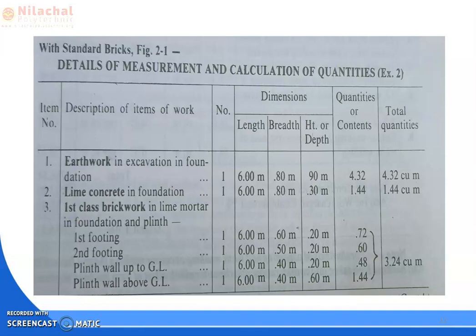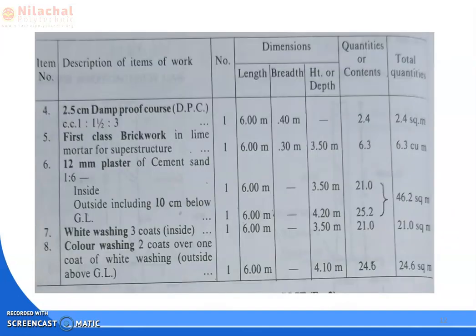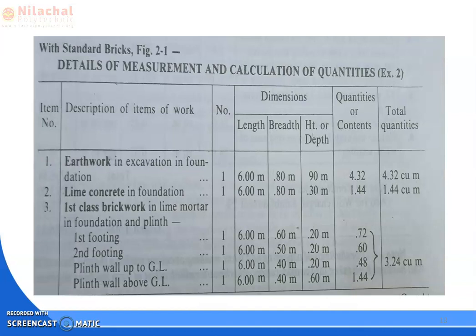So plinth wall up to ground level and plinth wall above ground level contain the same breadth, the same length. The only difference between them is the thickness or height. Then we go to the next part, where I have to calculate the total value.